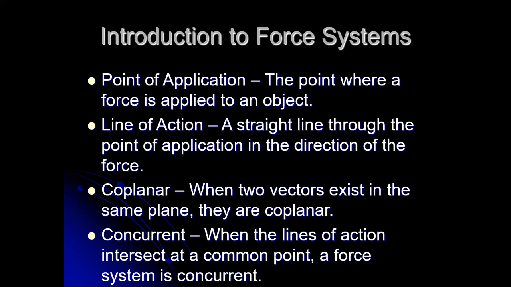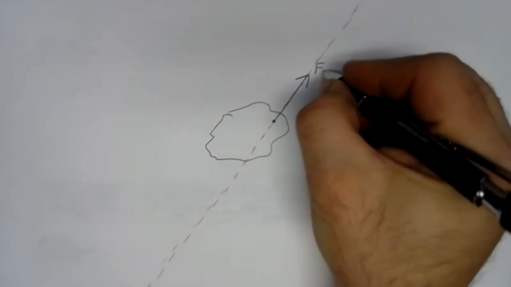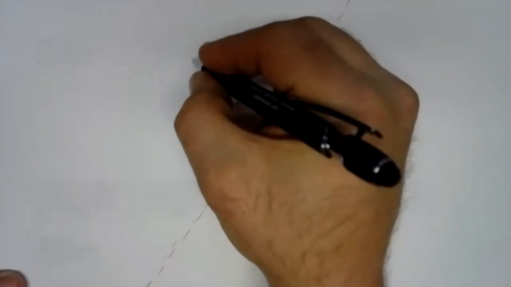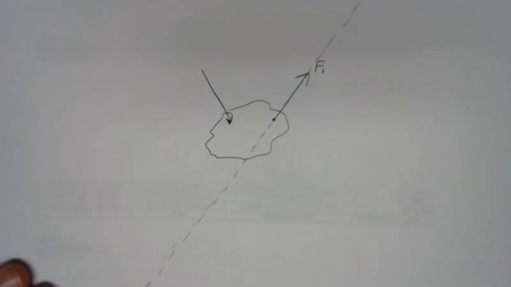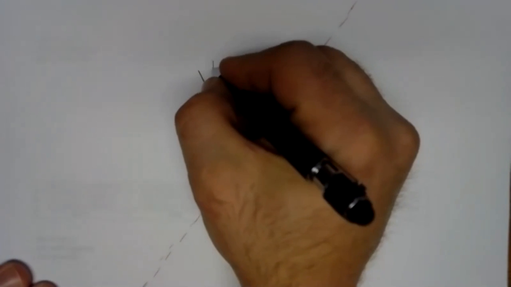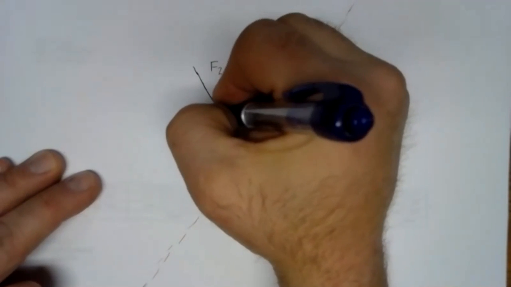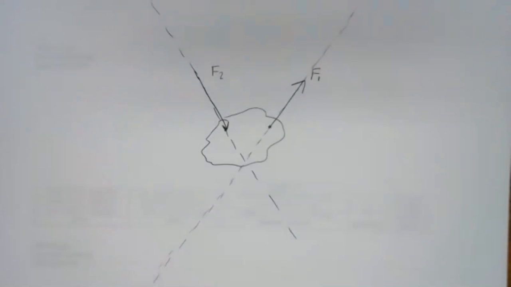So let me show you the difference between a concurrent and a non-concurrent system. So we go back to our potato here. Here I just have one force. Maybe we'll label it F1. If I put another force on it, let's put a force that's pushing right there. So push or pull doesn't make any difference. It's still got a point of application. Call that F2. And then we're going to have a line of action. That line of action goes along the force through the point of application. So there's our line of action.